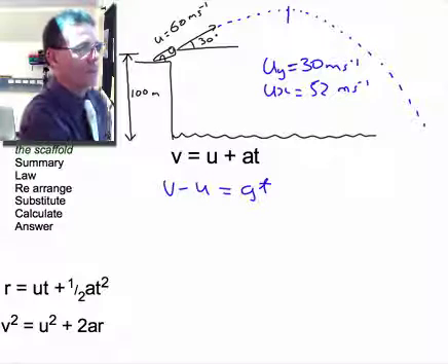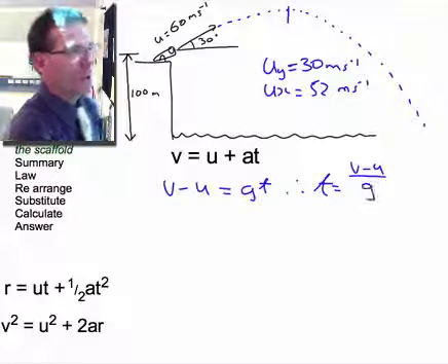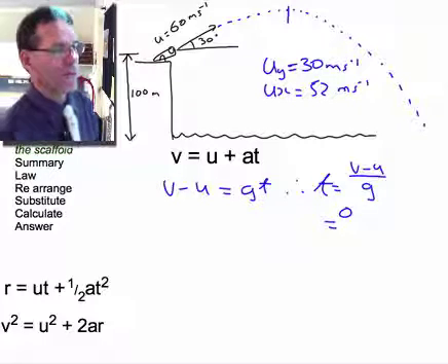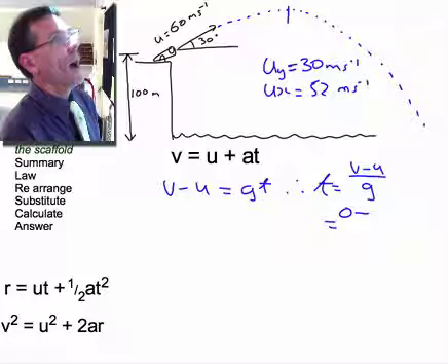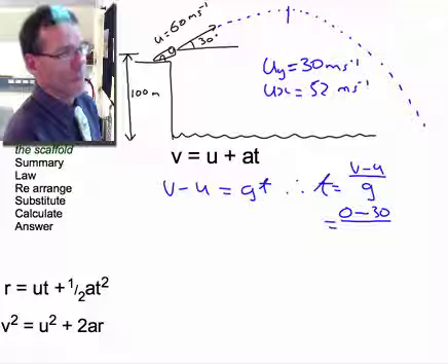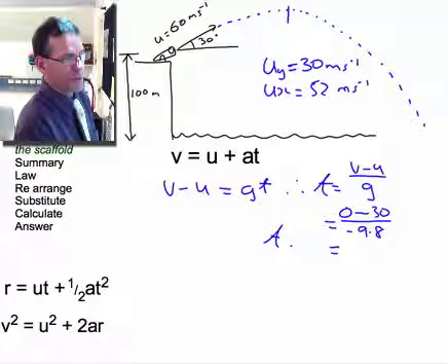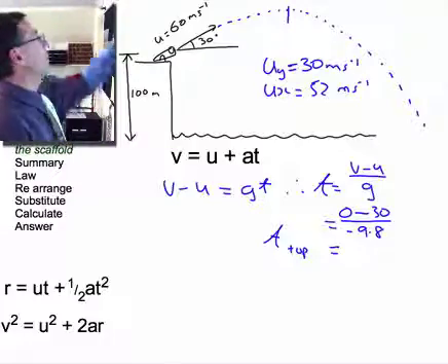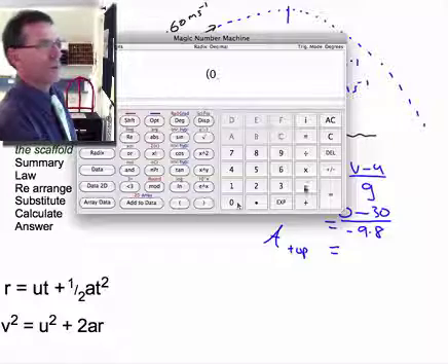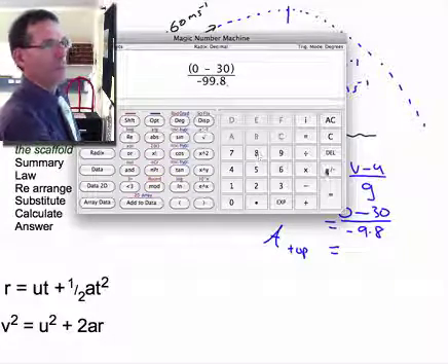v equals u plus gt, therefore t is going to be equal to v minus u on g, which is going to be equal to 0, because we're considering the top of flight, the vertical component is 0, minus uy, which is 30, divided by minus 9.8. So the time to the top of flight is going to be whatever that comes out at, which is 0 minus 30 divided by minus 9.8.